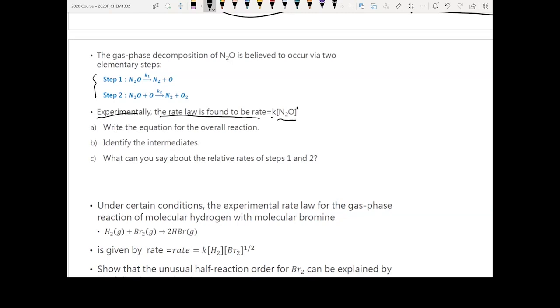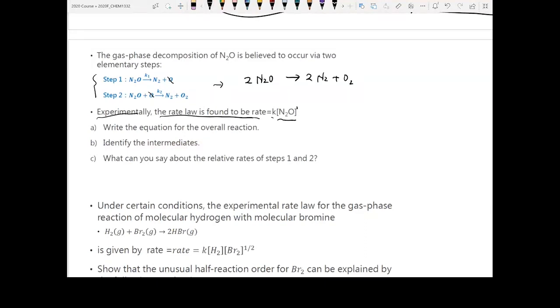So the first thing you need to do is write down the equation for the overall reaction. If you write these things down, we know O and O are going to cancel out. So on the left-hand side, what I'm going to have is 2 N2O5, which gives you 2 N2O plus O2.